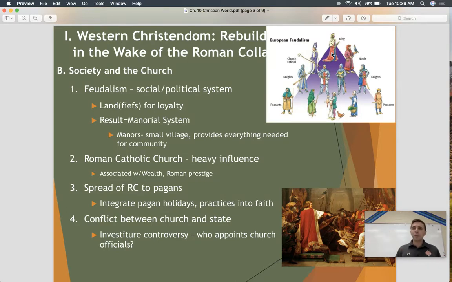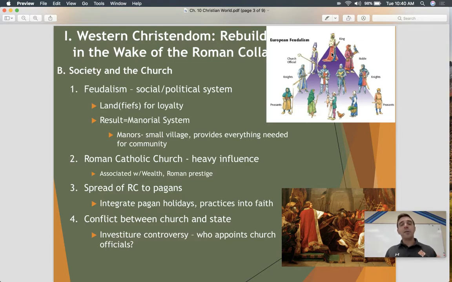Now, the Roman Catholic Church still has the heaviest influence on society at this point, and on the king and those higher up in society. The Roman Catholic Church is oftentimes able to avoid taxes and able to get tithes from their population. And so they are associated with a lot of wealth and influence. And they hearken back yet again to this legacy of Rome, this prestige as a result.